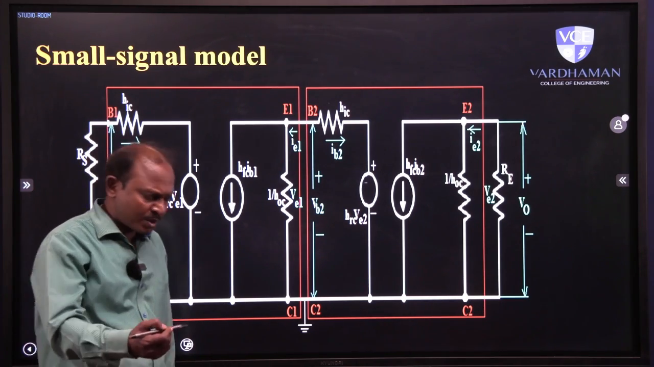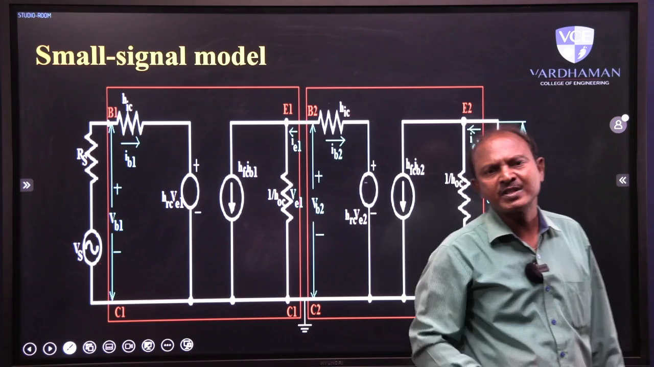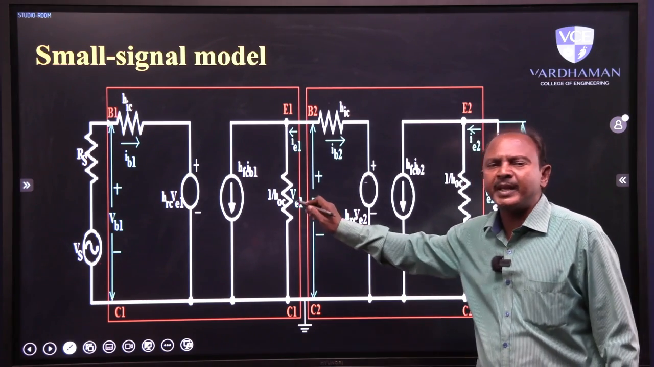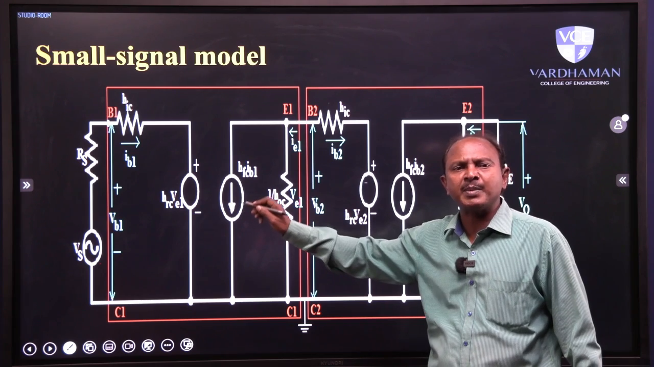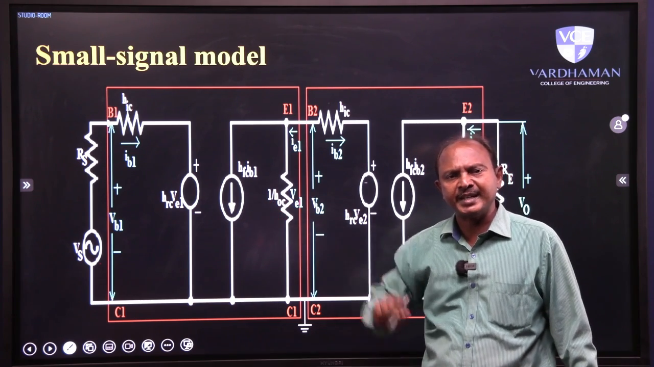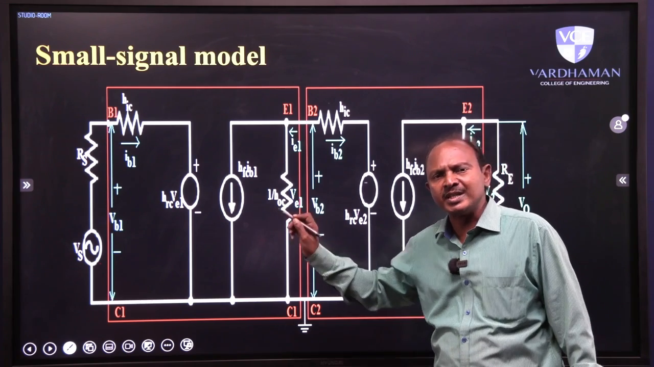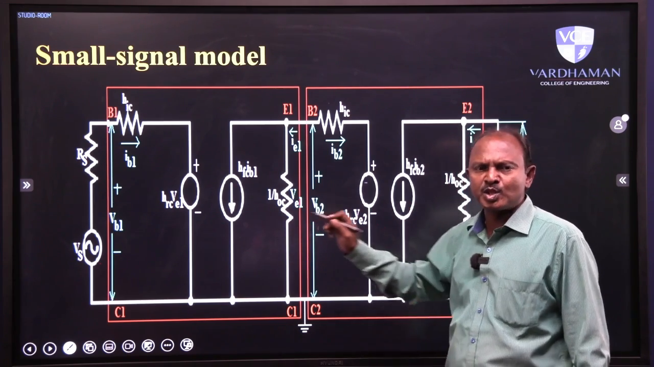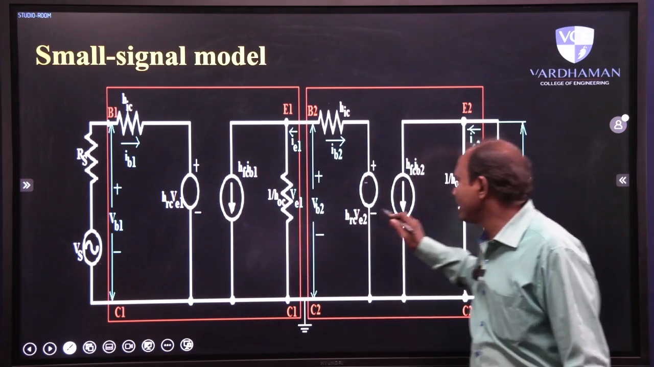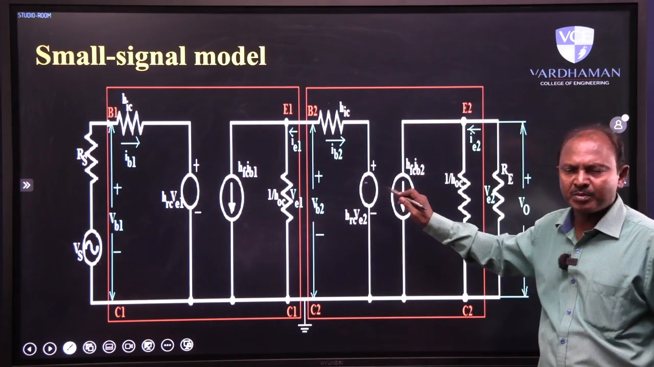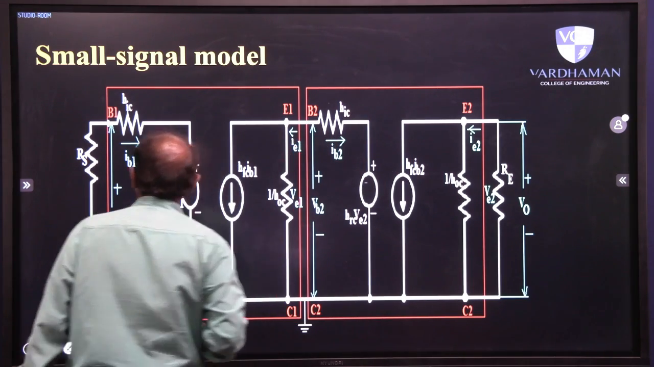Small signal model, of course, in the subject called electronic devices and circuits, which you studied in first year, you might have already seen this H parameter model or small signal model for BJT. The same H parameter model I am using here for both the transistors Q1 and Q2. Q1 is replaced with the H parameter model and Q2 is also replaced with the H parameter model. Just carefully observe the H parameter models I have used here.